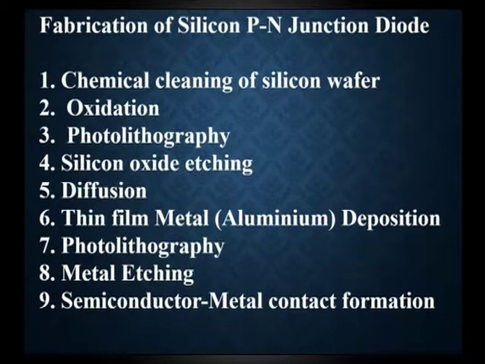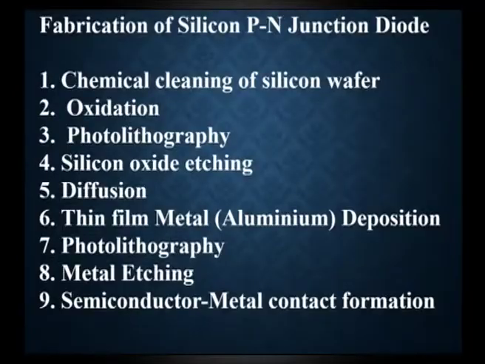Next is metal etching. Again, etching is a process where we remove the unwanted material. Here, in metal etching, the metal has to be etched out. The ninth step is semiconductor metal contact formation. In the metal contact formation, whatever metal has already been formed has to be contacted with the semiconductor materials that are formed. This completes the ninth step, and completes the entire p-n junction fabrication.